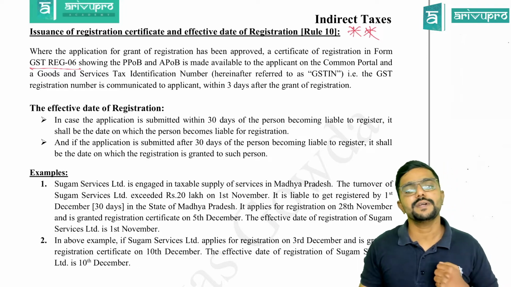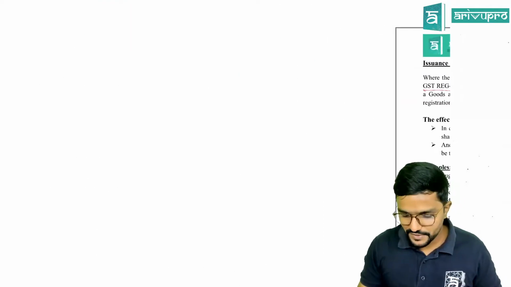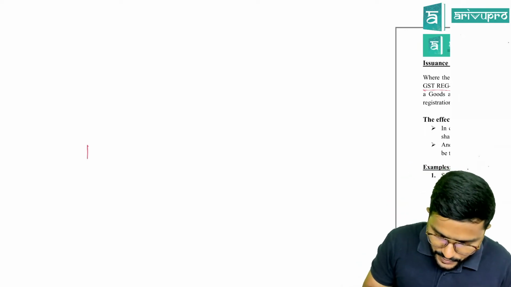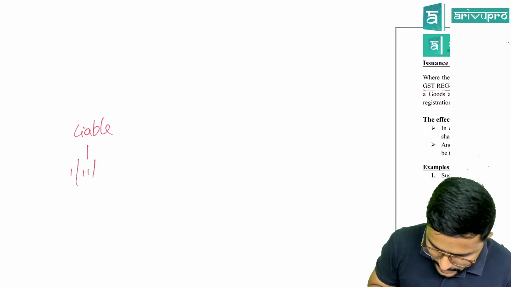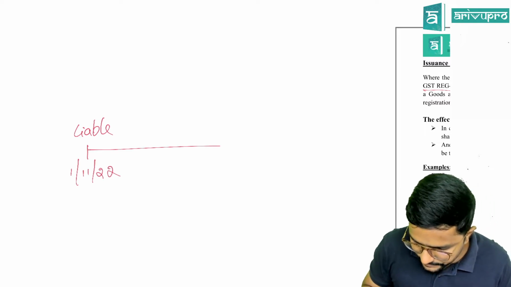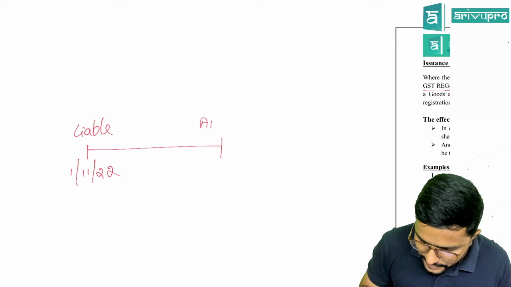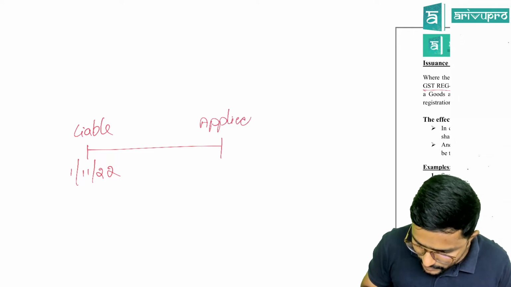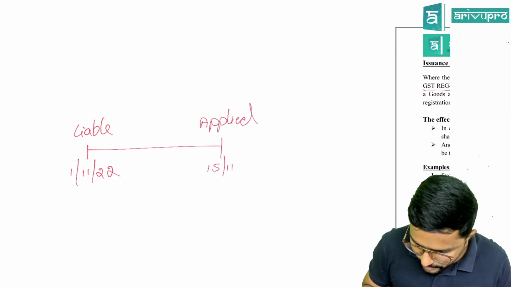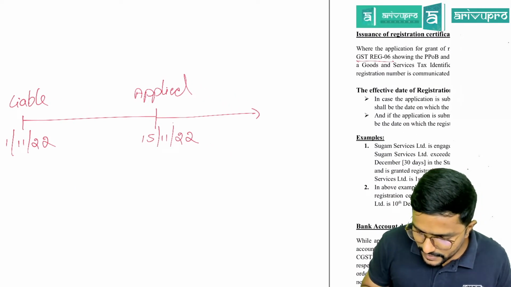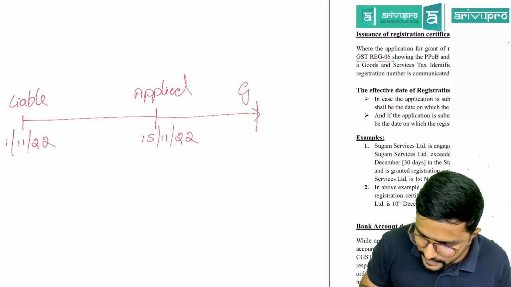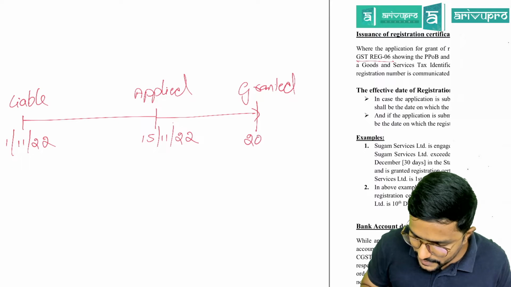Next, effective date of registration. Let me explain this first here. Assume, guys, you are liable to registration on 1st November 22. Okay, sir. And you have applied for registration on 15th November 22. Okay, sir. Next, registration is granted on 20th November 22. Okay, sir.